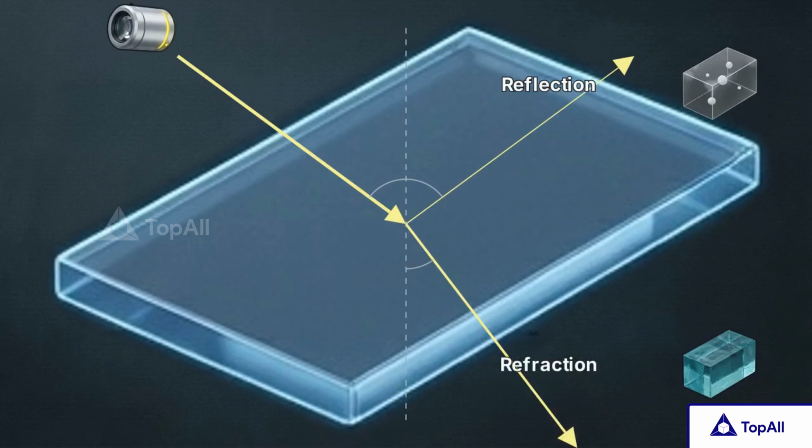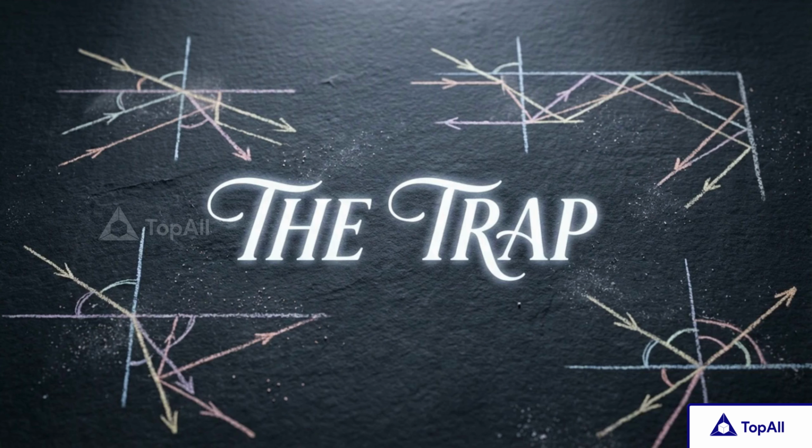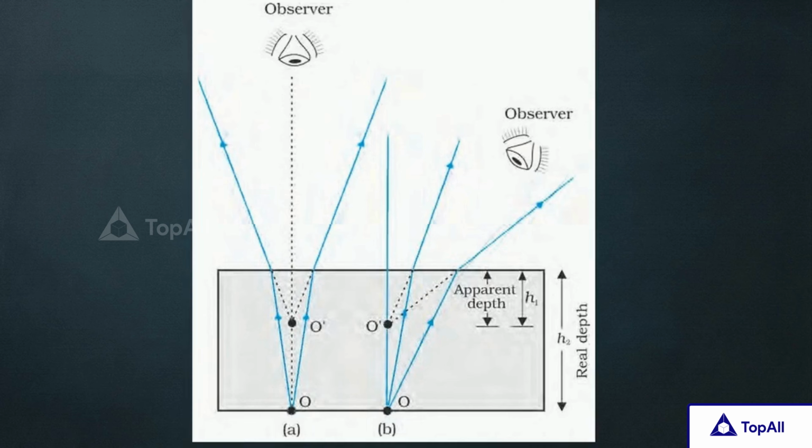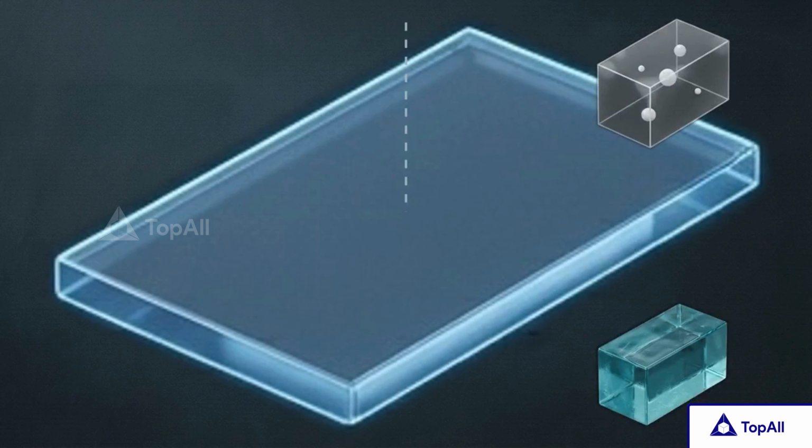called refraction. But a unique physical trap emerges when light travels in a very specific direction, originating inside an optically denser material, like water, and moving toward a less dense, rarer material, like air. This diagram shows how that interface normally behaves. Light from an object at a real depth, labeled H2, bends as it hits the air, creating a shallower apparent depth, labeled H1. This diagram shows the defining rule of this upward journey.